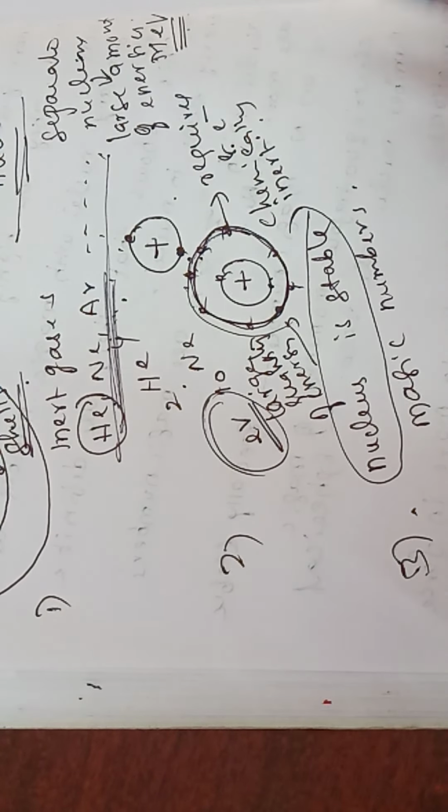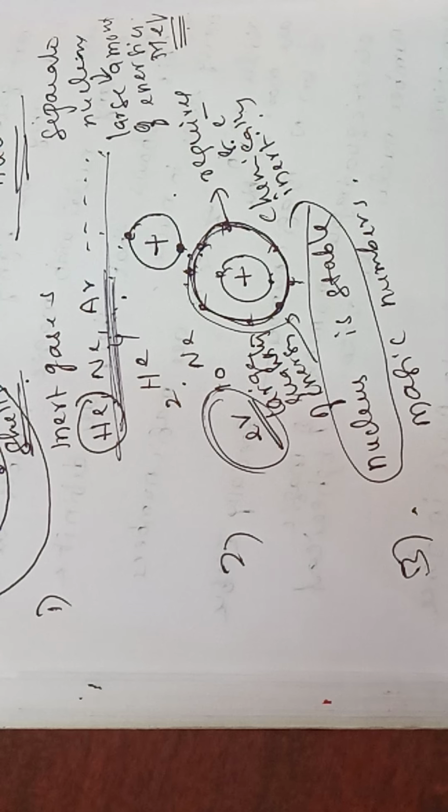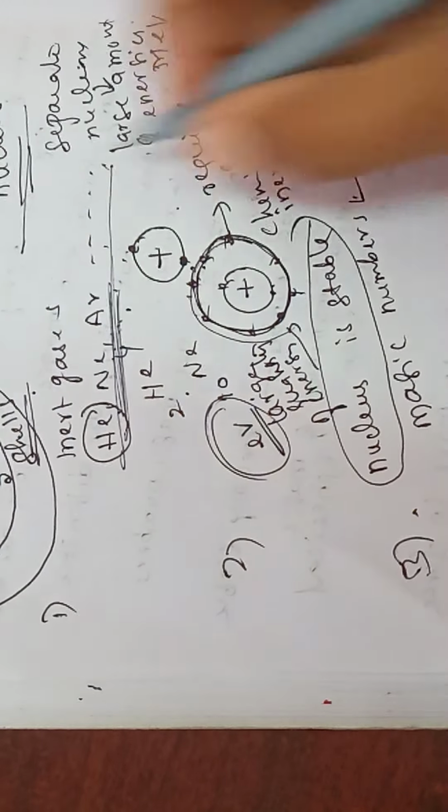I think you understood what magic numbers are. Other than these inert gases, some elements are there with particular numbers. If they have that particular number, that element will have nuclear stability. The nucleus will be stable for that element. So the numbers for which the nucleus will be stable, we call magic numbers. Now this is the basic explanation for magic numbers and the shell model.